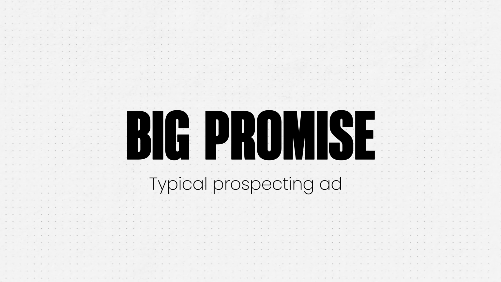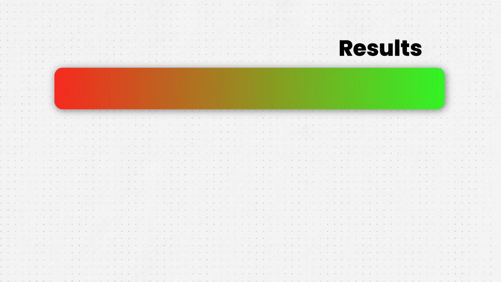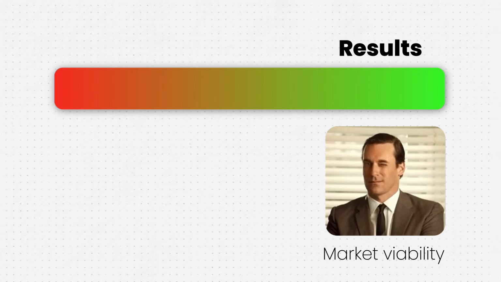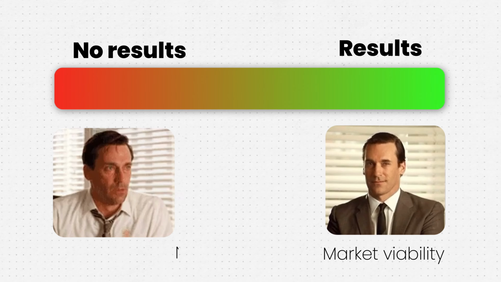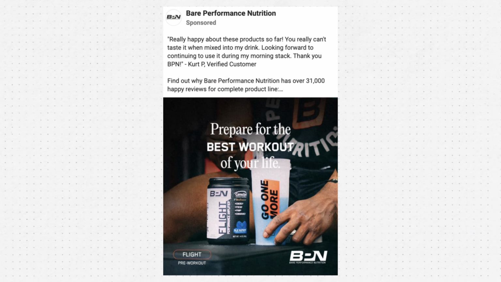I'm going to start off with an ad called Big Promise. It's a typical prospecting ad. But the reason why I like to run this is because if you look at your best or biggest benefit that you can give to your customers and you amplify that and push it through, if it gives you results, it means that your product has market viability. If it doesn't give you results, it means that you don't understand something about your audience. And if you have a big problem with understanding your audience, then you need to understand how to make a better product market fit. So that's why I tend to run this ad as one of the first ads we run in an account. So in this case, we have an ad from Bear Performance Nutrition.